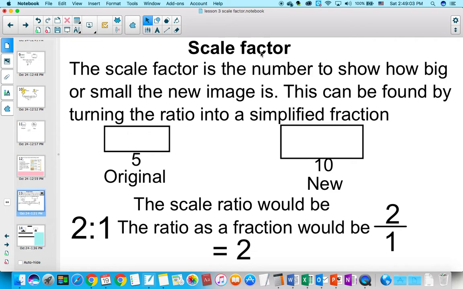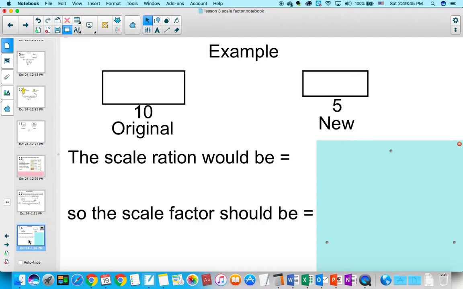So when I say scale factor, if I say find the scale factor, I'm asking you, well, what is the relationship? What is the number the new shape or object is relative to the original object? So in this one, we have 10 centimeters across, or whatever unit it is in the new one, and the original being 5, whatever units they are. And so the scale ratio would be 2 to 1, but the scale factor would be 2. This is saying that the new rectangle is larger by a factor of 2. It's 2 times larger.